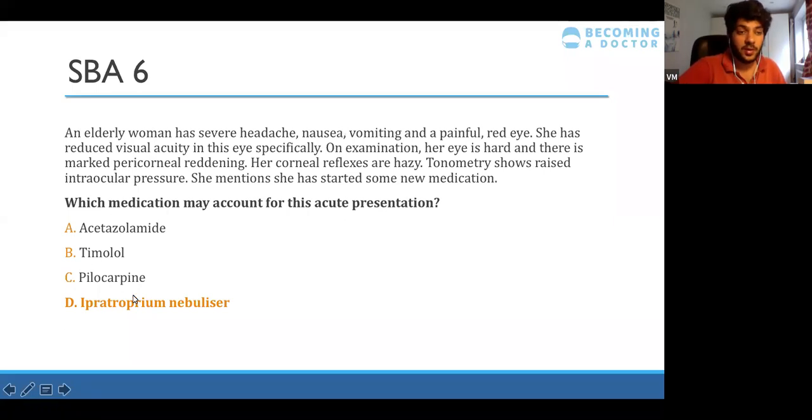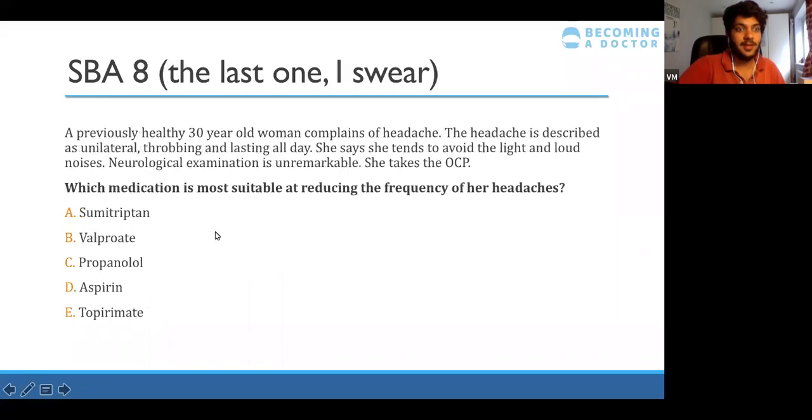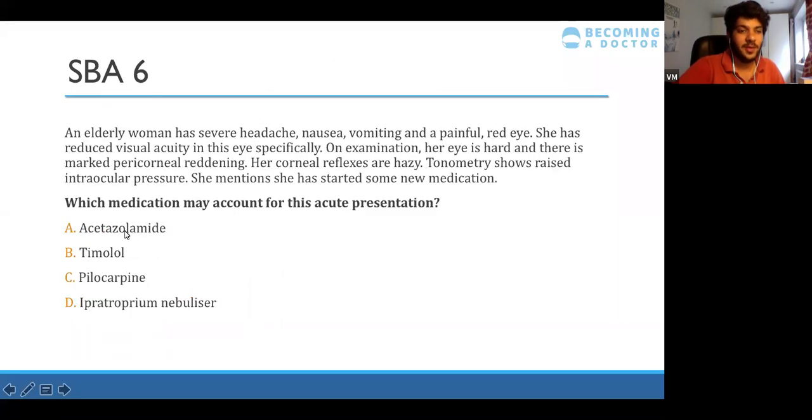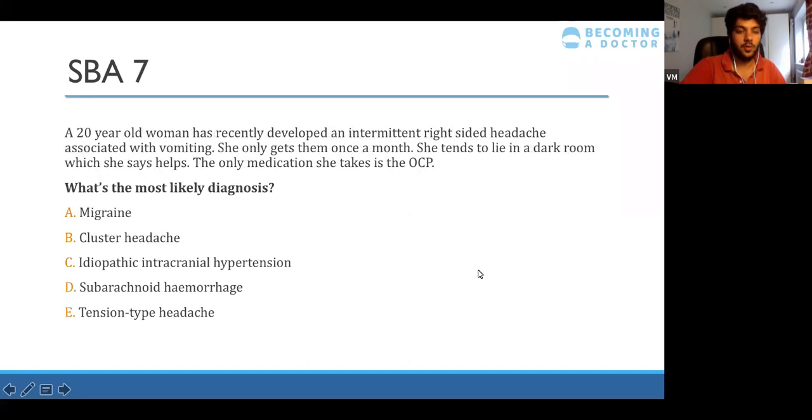These other drugs, acetazolamide, timolol, pilocarpine, are all treatments for acute angle closure glaucoma, so they reduce the pressure in the eye. Ipratropium bromide is an antimuscarinic and it increases the pressure, so it can cause glaucoma. Okay, next question.